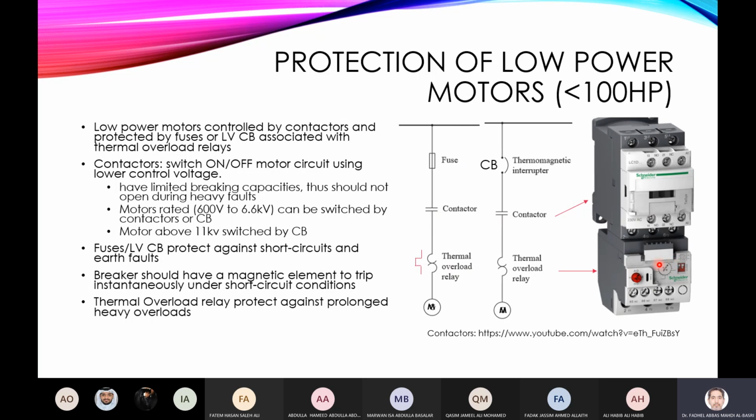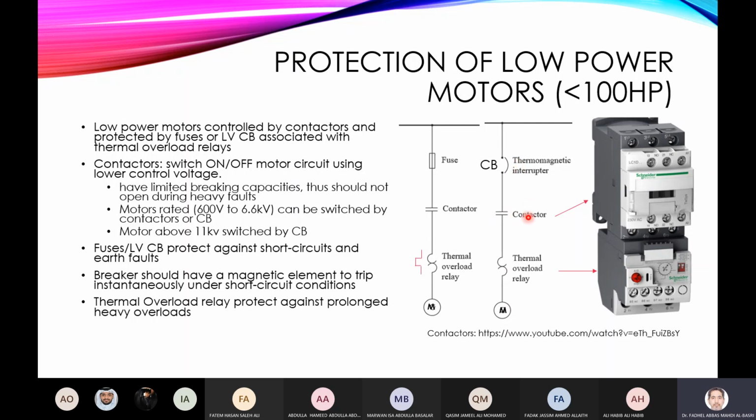Now, do you know what's the difference between a contactor and a switch? Shabab? Okay, now what's the difference between a circuit breaker, a contactor, and a switch?